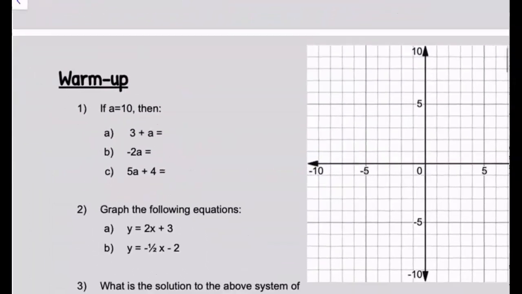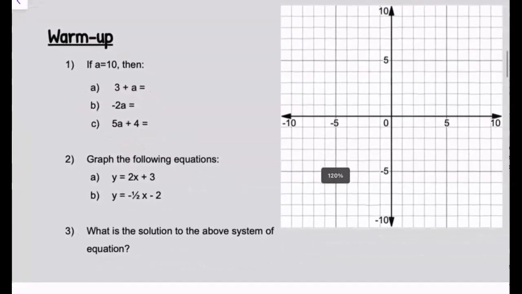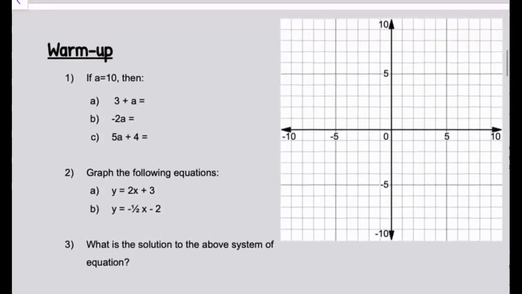So here is our warm-up, and you can do this on Go Formative. Take a break or go ahead and pause the video and then come back if you're in my class. Otherwise, you can just follow along with me.